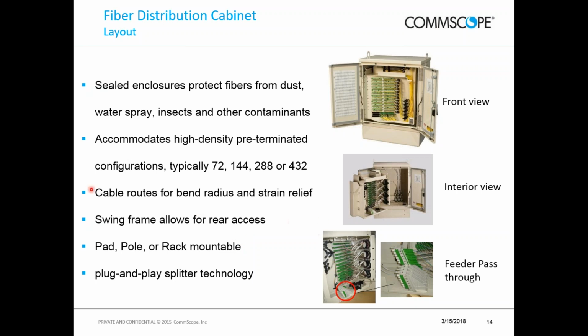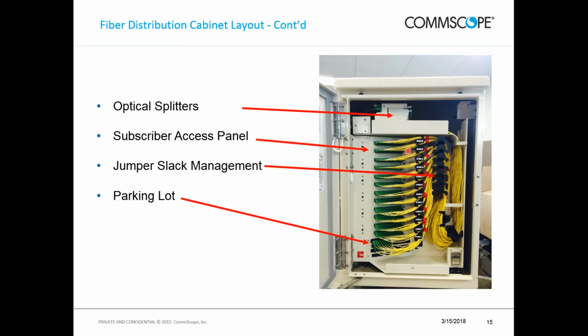Okay, these cabinets, of course, should be pad or pole mountable, or rack mountable, and at least with the CommScope version, we use what's called a plug-and-play splitter. So it simply snaps into position, and then it has 16 or 32 pigtails that come out of it and route around to the front and then plug into the subscriber access panel. I'll show you that on the next slide here. So up at the top, this is where the optical splitters can mount. I don't know how good your picture is on here, but if you can see in the rear, this is the 1 fiber cable coming from the head end where my laser pointer is.